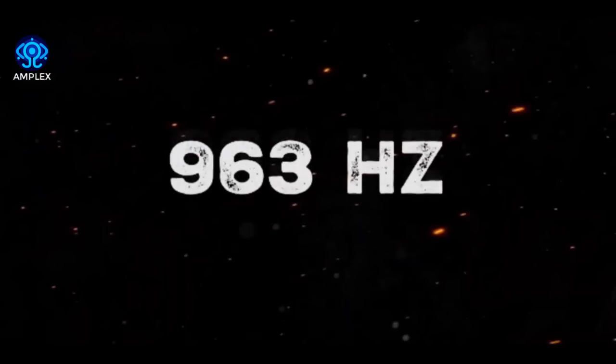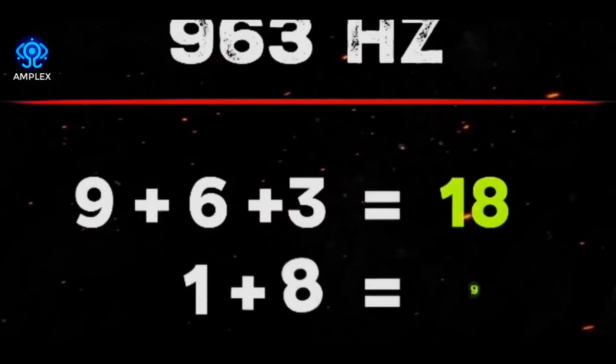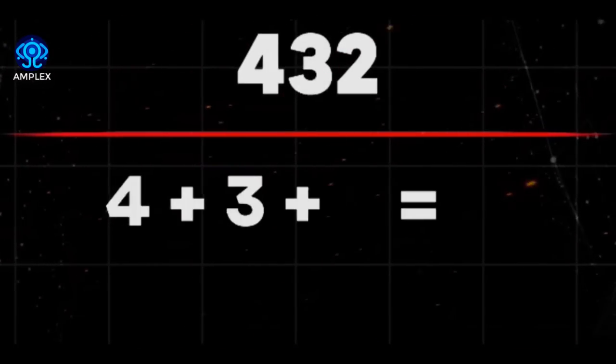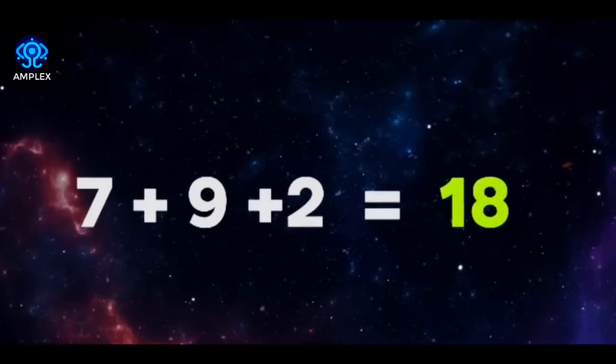What is the God frequency? 963 hertz. 9 plus 6 plus 3, that's 18. 1 plus 8 is 9. The whole set of these numbers, pretty much like, think of it, 432: 4 plus 3 plus 2, 9. 7920: 7 plus 9 plus 2, 18.